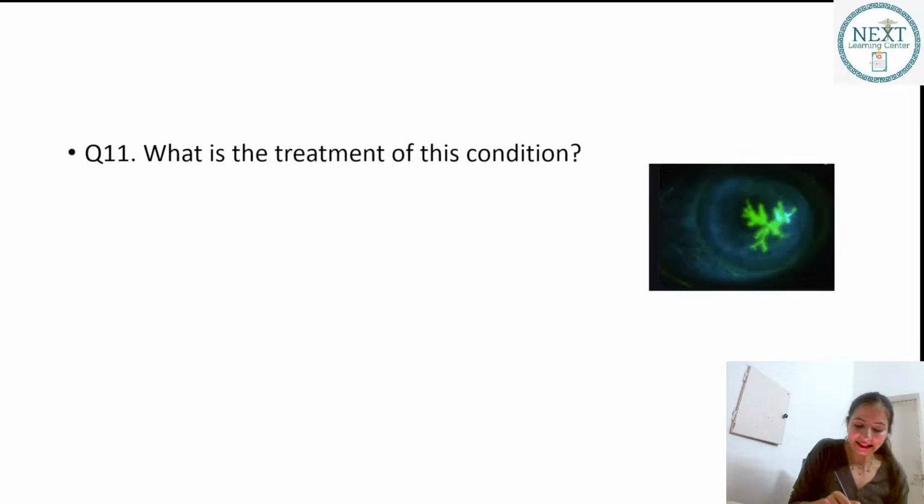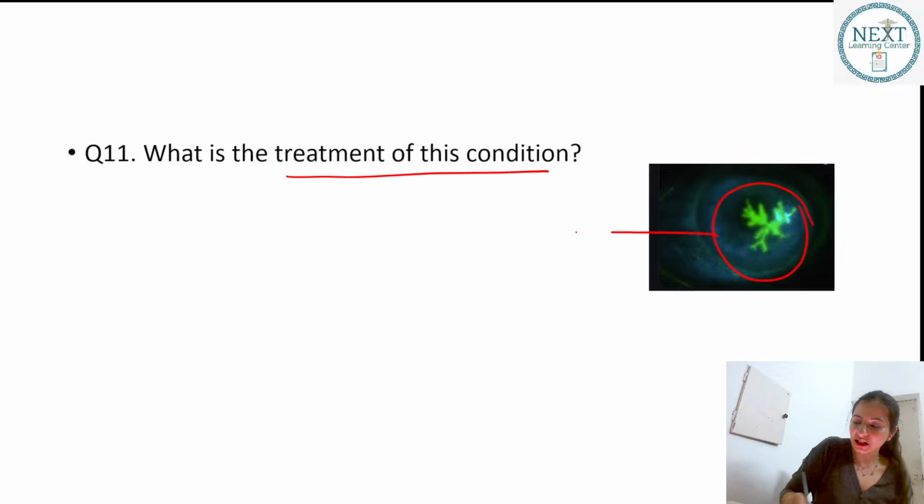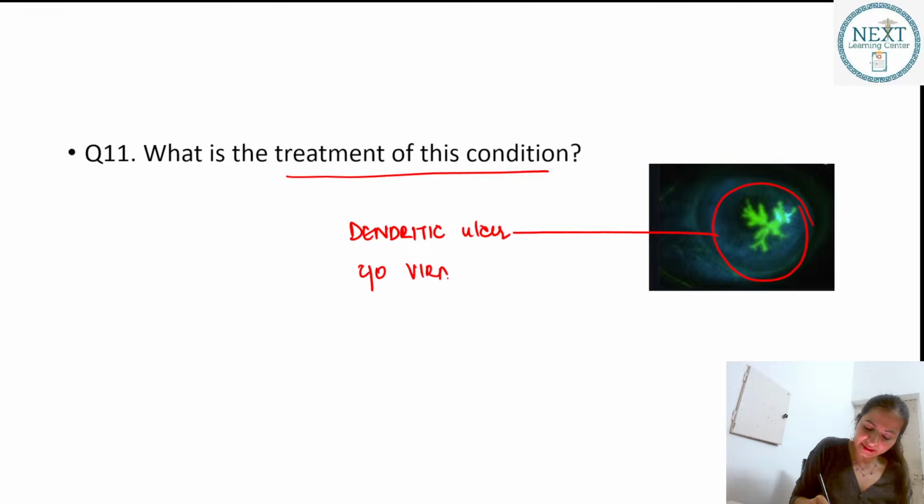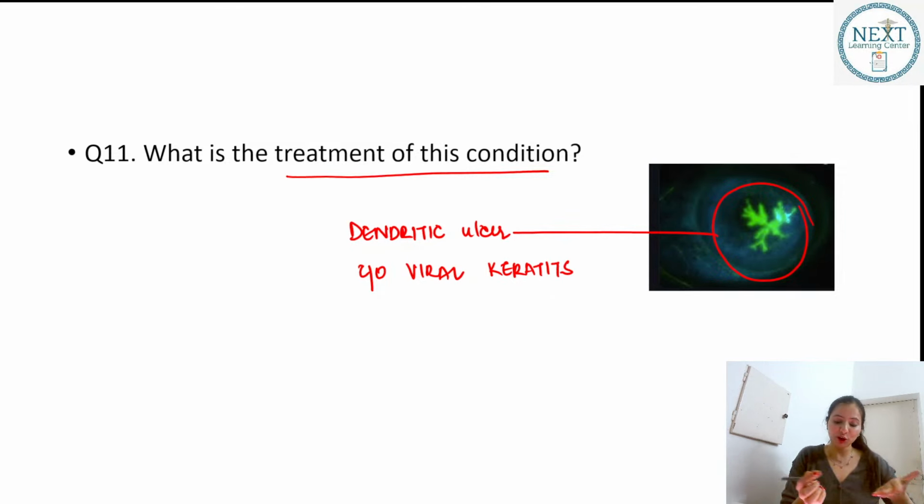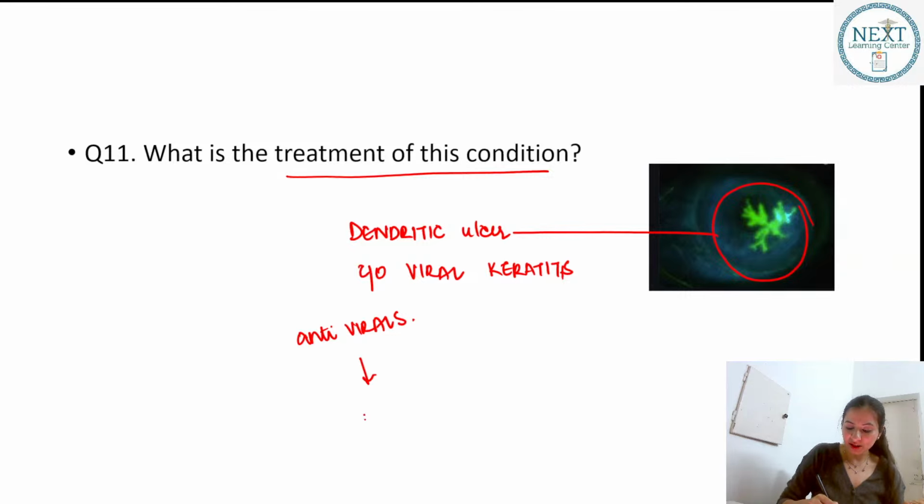Then what is the treatment of this condition? This is a dendritic ulcer that is characteristic of viral keratitis. Now, in viral keratitis you will go with antivirals. So what is the drug of choice? Your treatment is going to be acyclovir or ganciclovir.